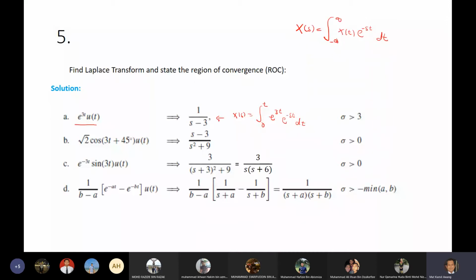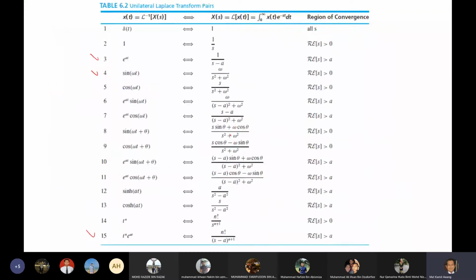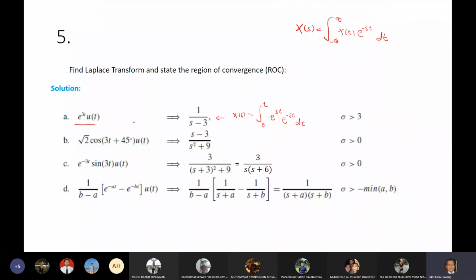And this you can get from this property. When you transform e to the power of at, then the transform is 1 over s minus a. So in this case, a is 3, therefore 1 over s minus 3.